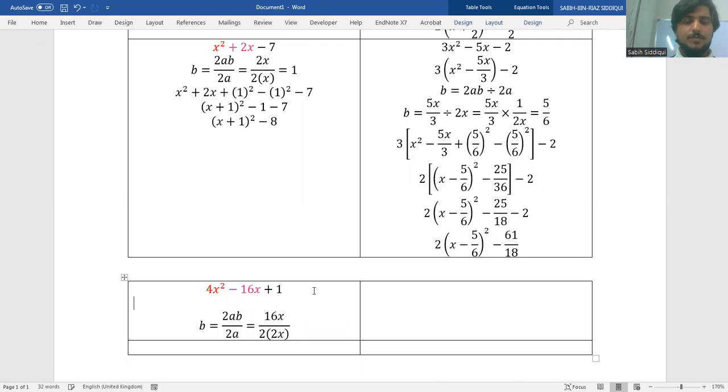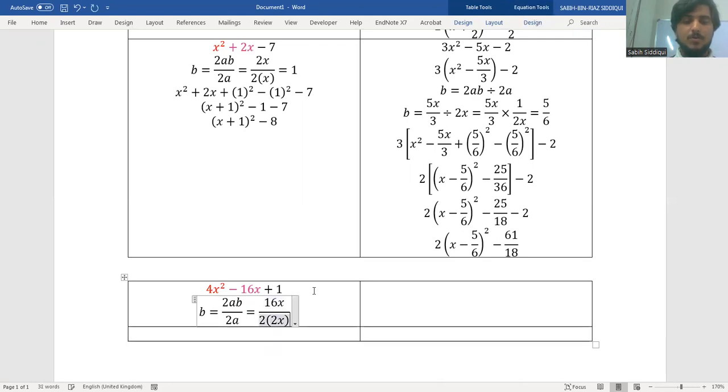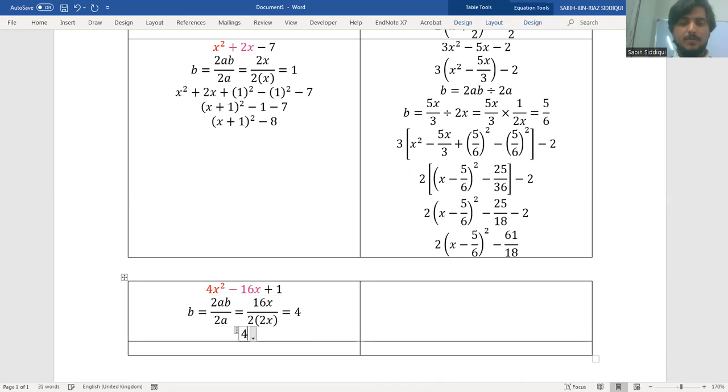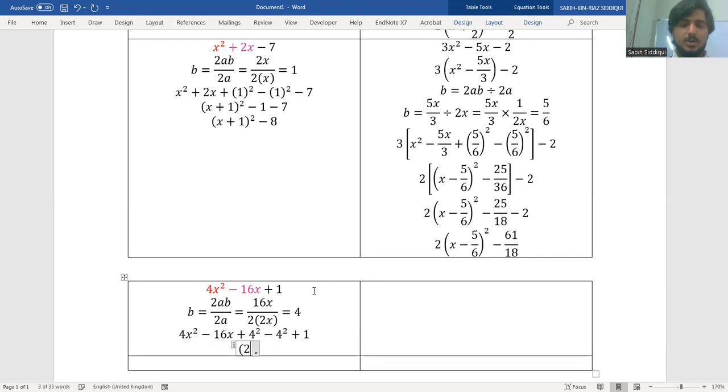Okay, so we figure out our b, and what do we end up getting for b? It's 4. So we take 4x squared minus 16x plus 4 squared minus 4 squared plus 1. This portion becomes 2x minus 4 whole square, and I'm left with minus 16 plus 1, which is minus 15.